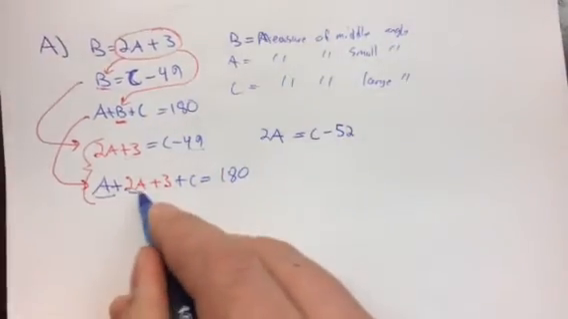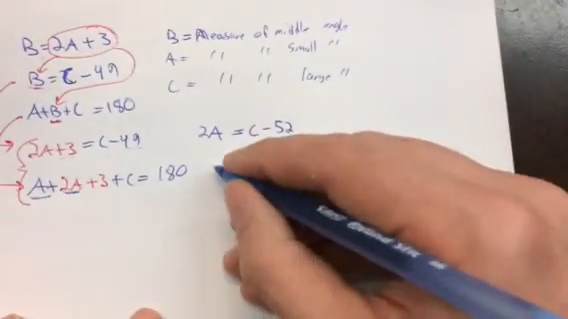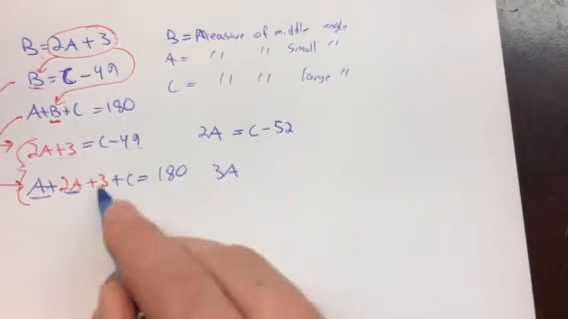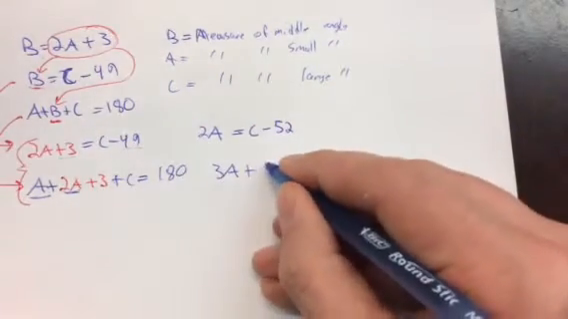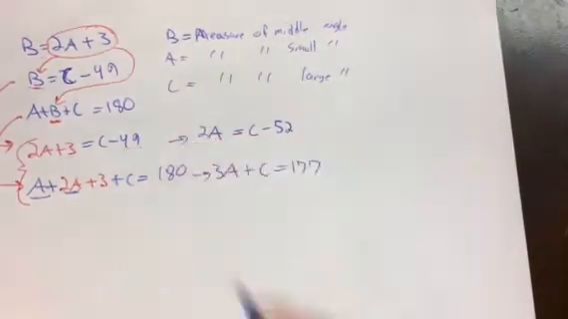Here I've got the a's can be combined. We have like terms, so this is going to be 3a. I can move the 3 to the other side and combine it with the other constant, and I'm going to do that, plus c equals 177. So I just simplified a little bit.